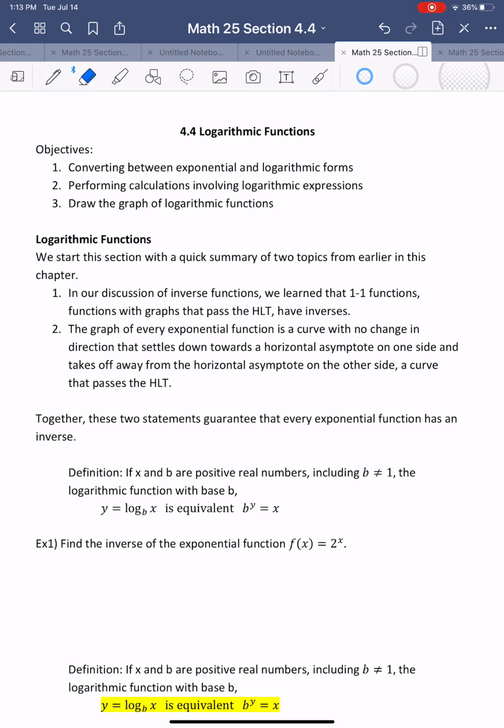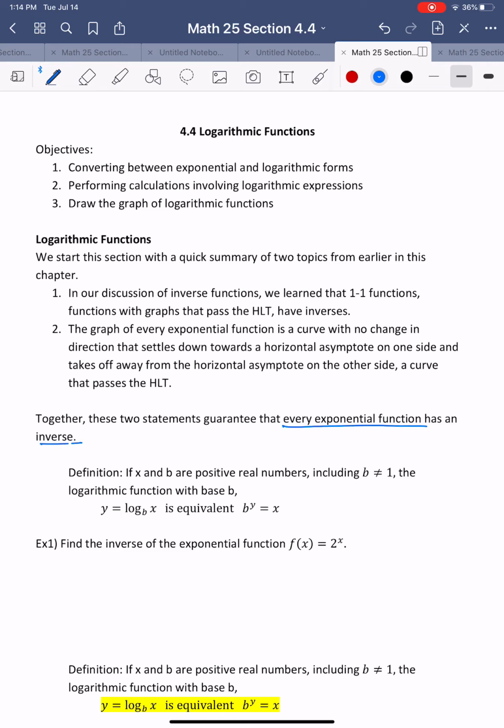Number two, the graph of every exponential function is a curve with no change in direction that settles down toward a horizontal asymptote on one side, and on the other side takes off away from the horizontal asymptote. A curve that passes the HLT, the horizontal line test. So together, these two statements guarantee that every exponential function has an inverse.